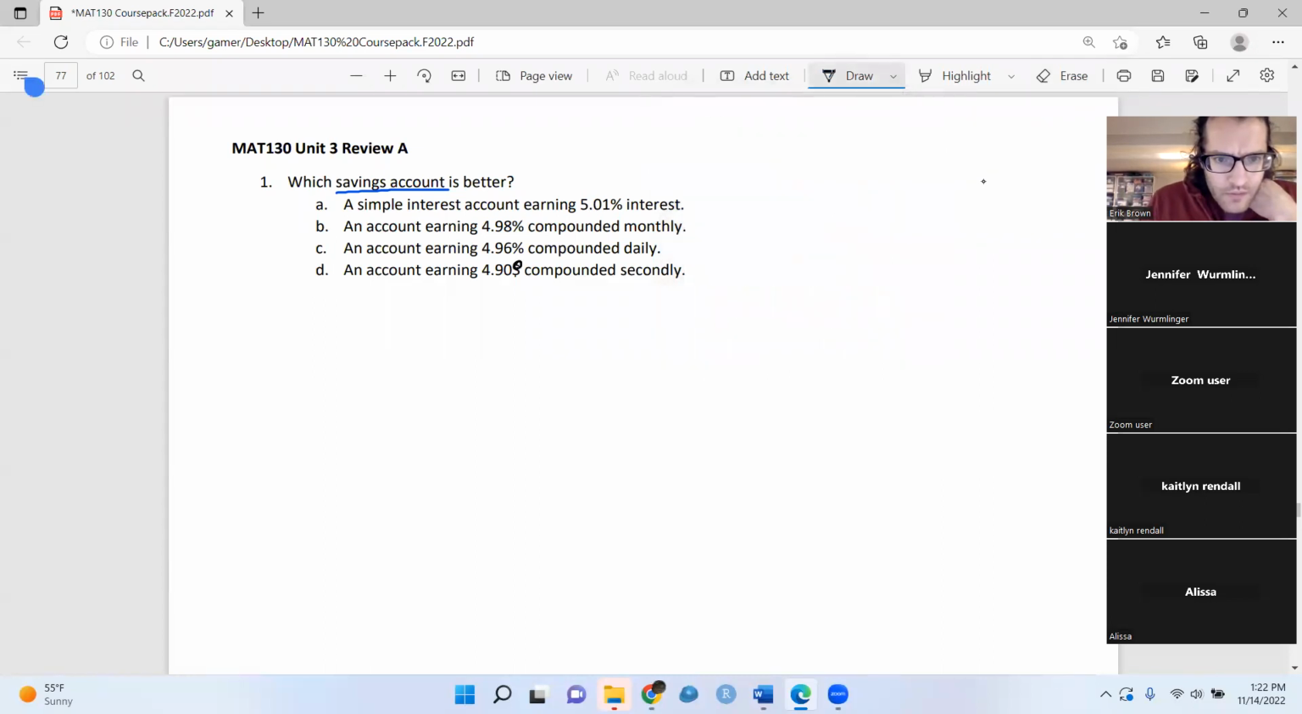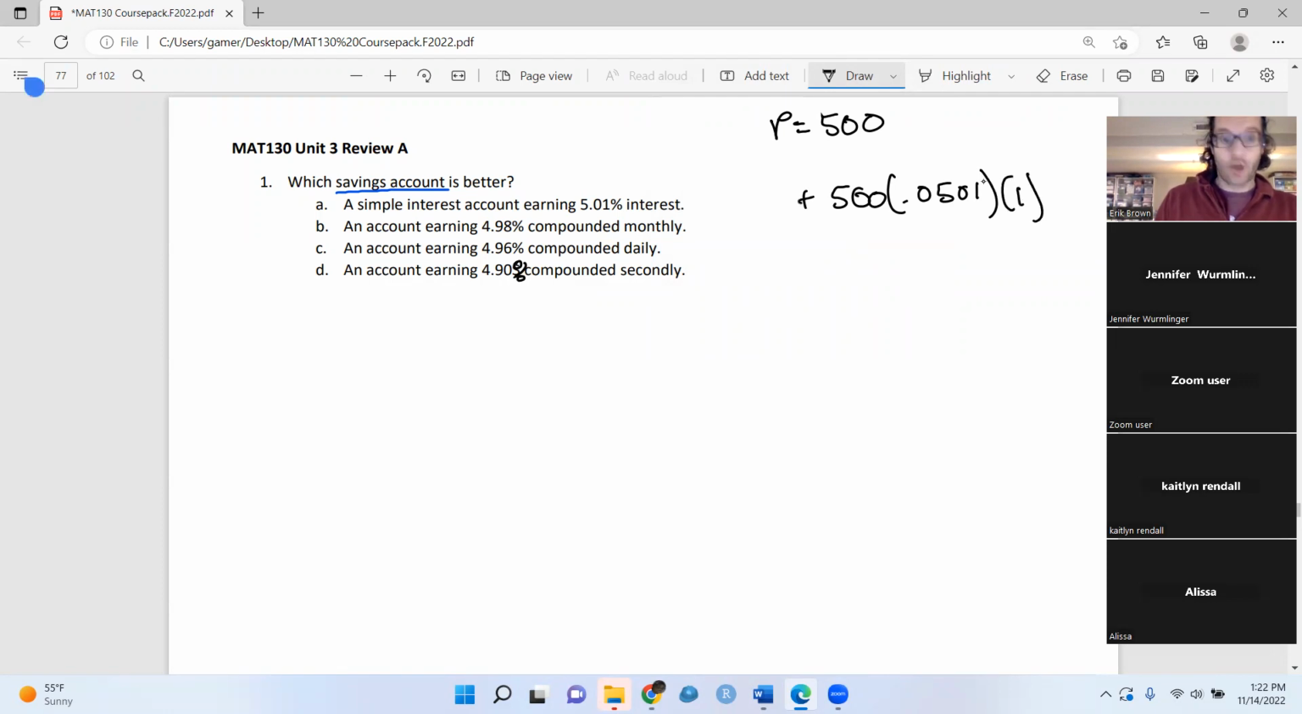I just decided that I was going to use $500 as the initial. So I did 500 times 0.0501. And then if I wanted to get a future value, I just add the 500 back. Love it. So you did it for 1 year, is what you're telling me. Yep. Okay, I like that.